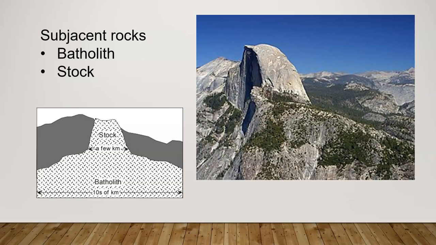Subjacent rock bodies, also known as intrusive, comprise batholiths and stocks. A batholith is a large rock mass of indeterminate shape and size exposed by erosion in mountainous regions. Smaller masses are called stocks.